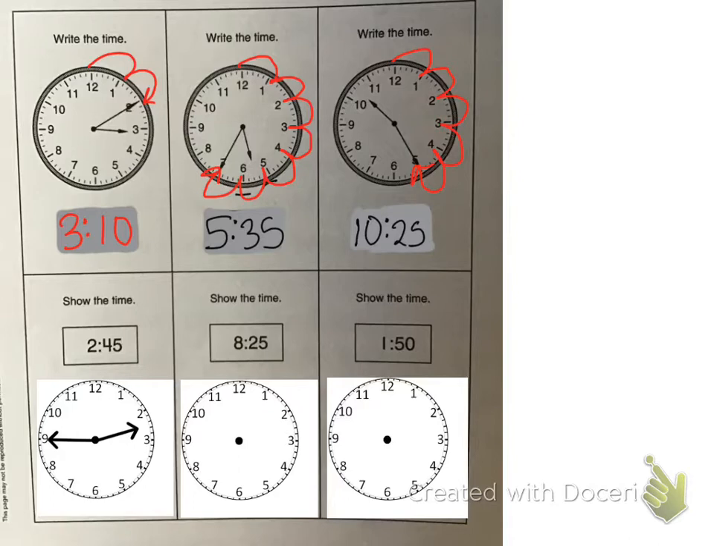Let's do 8:25. So my hour hand's going to be close to the 8, and we're going to count the minute hand. So 5, 10, 15, 20, 25. And this is 8:25. The last time is 1:50. So my hour hand is going to be between the 1 and the 2. And for my minute hand, I'm going to count around. So 5, 10, 15, 20, 25, 30, 35, 40, 45, 50. And that's how we'd show 1:50 on my clock.